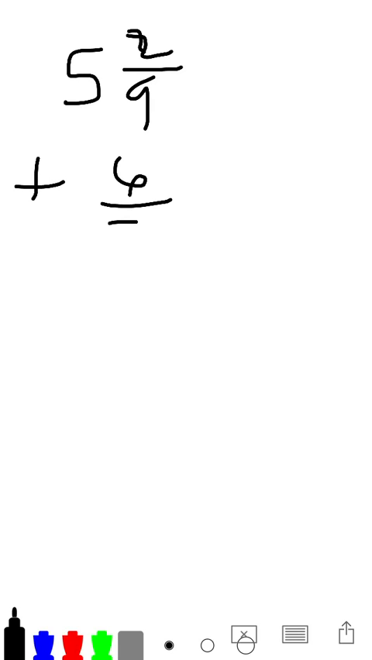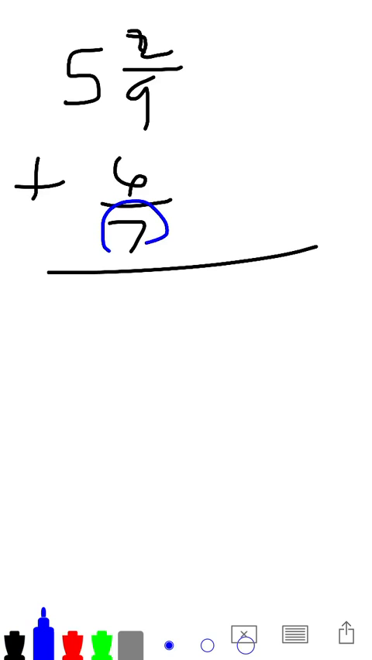Okay, so the first thing you're doing, you're looking at your denominators. You can clearly see that you have a 7 and a 9. There's one of two things you can do. You can make a list and you can find the least common denominator that way, or you can just multiply the denominators to themselves, like 7 times 9 and 9 times 7. So I think it might be easier to just multiply the denominators to themselves.